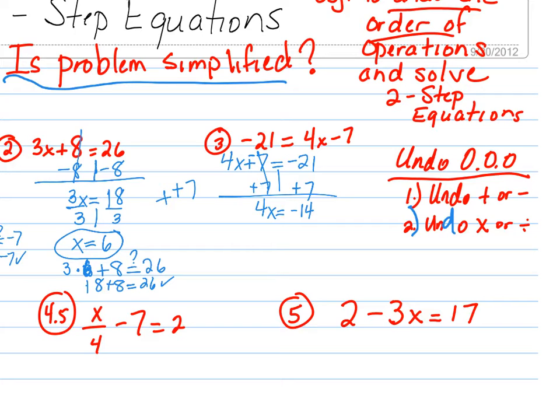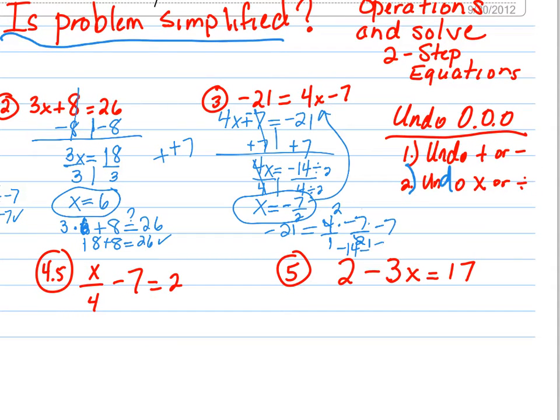And then they're still multiplying, so we're going to divide both sides by 4. 4 divided by 4 is 1x, which is the same as, what is negative 14 over 4? Well, I'm just going to reduce that, right? What goes into both of those? 2. And I get negative 7 over 2.